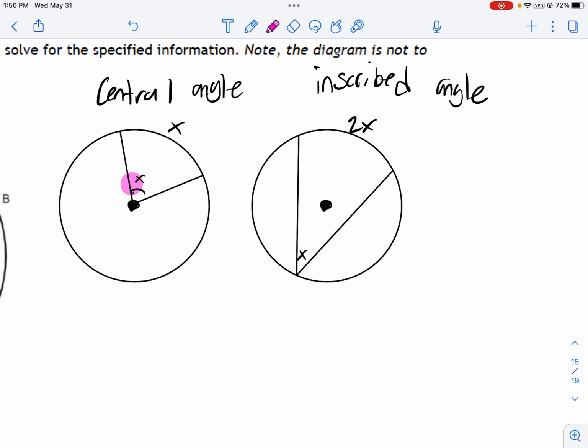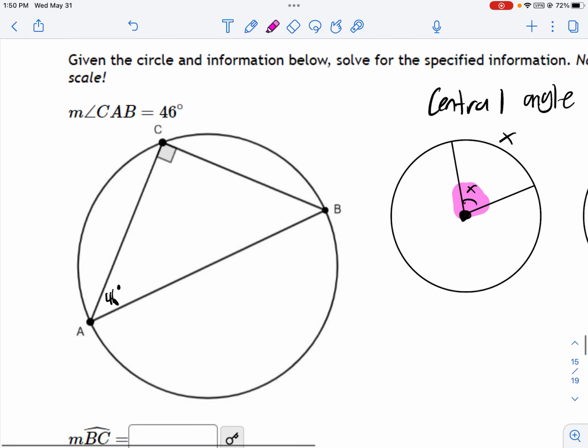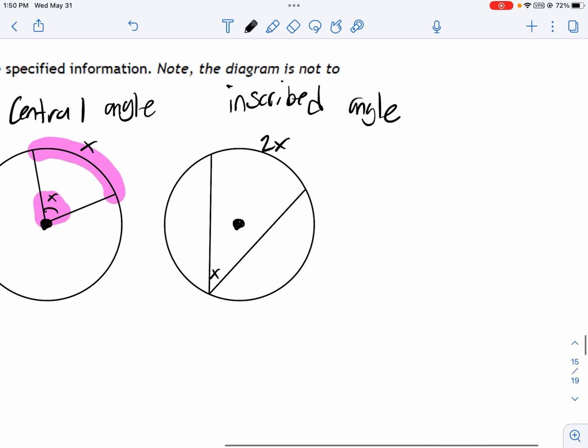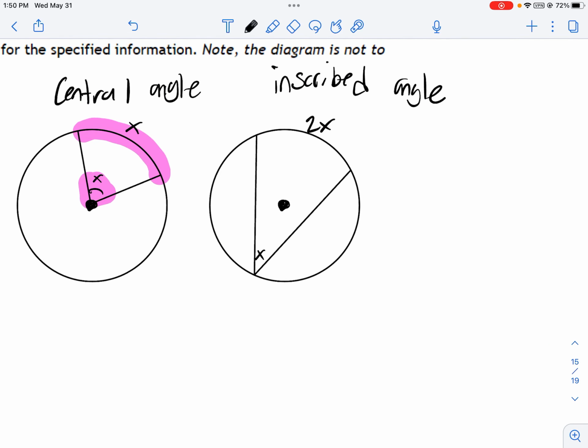Remember, a central angle is formed at the center of a circle, which we don't have the center here, or at least it's not explicitly stated. And any angle that's a central angle is going to match whatever arc it has. So, for example, if the central angle is 20 degrees, the measure of the arc is also 20 degrees. Vice versa, if the arc is 20 degrees, so is the angle.